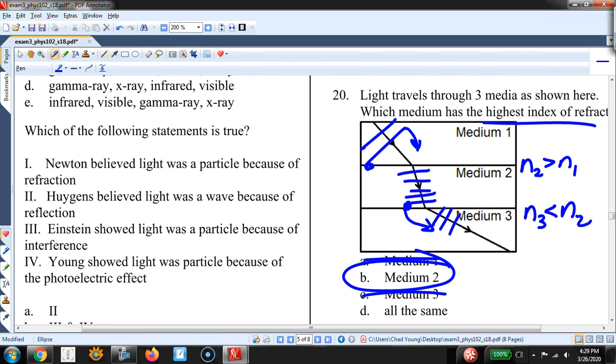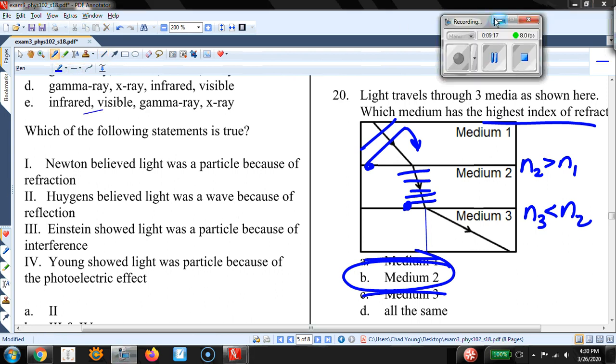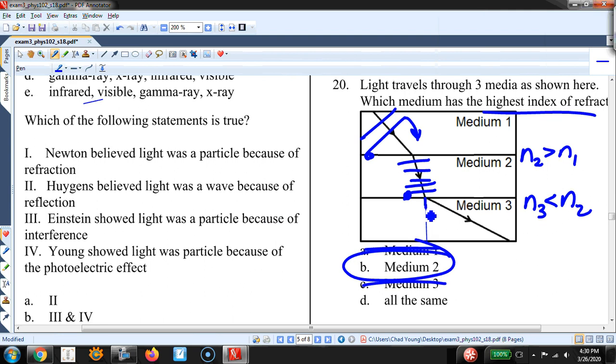Now note that if instead this ray of light followed this path, oh, geez, I didn't know I could do that. Since it follows that path, all right, I have to pause this, my pen's messed up. If it were to follow this path right here, where it's bending towards the normal, that would mean that it is slowing down when it enters into medium 3, and if it looked like that, then I would say N3 is bigger than N2, and in that case, it wouldn't be B, it would be C. But for this problem, the answer is B.